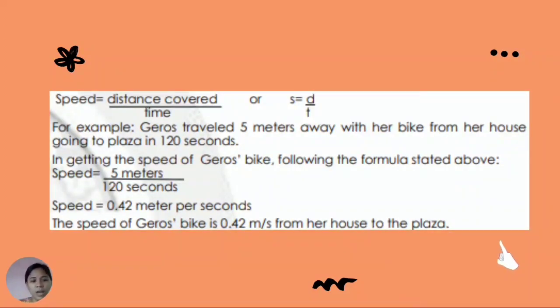For example, Hera traveled 5 meters with her bike from her house going to the plaza in 120 seconds. In getting the speed of Hera's bike, following the formula stated above, S is equal to D over T, or distance covered divided by time, and this is the solution. Speed is equal to 5 meters divided by 120 seconds, and the answer is 0.42 meter per second. So the speed of Hera's bike is 0.42 meter per second from her house to the plaza.